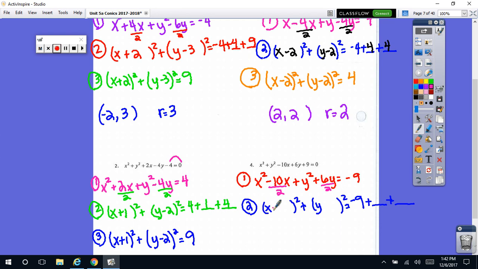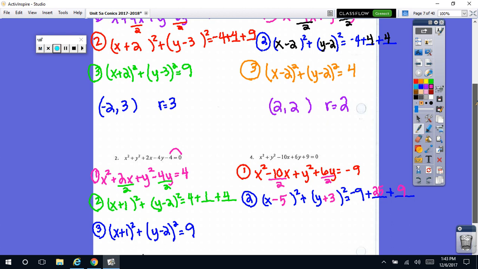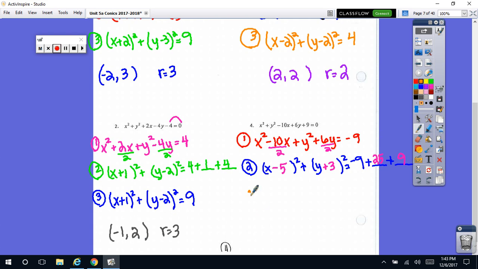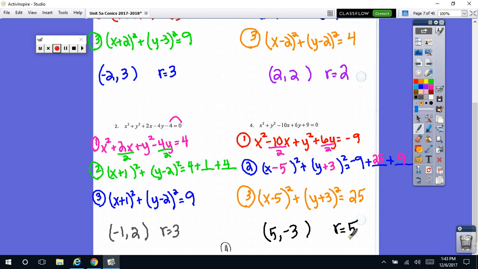Okay, negative divided by positive, negative, positive, square it, and square it. The 9's cancel, so you're left with 25. Gives you a center of positive 5, negative 3, and a radius of 5.